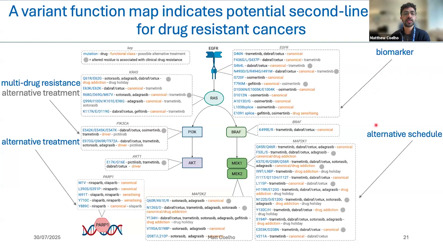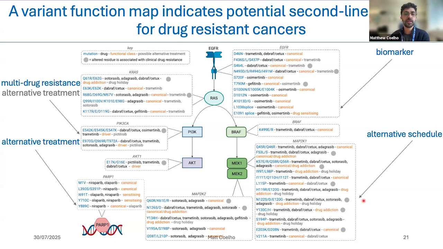And with the drug addiction mutations, we found variants where they overactivate the pathway. And so if you take them off drug, those cancer cells should stop growing. And those are called drug holidays, for example. So alternative scheduling of inhibitors. So we all hope that this could inform some clinical management of drug-resistant disease in cancer.